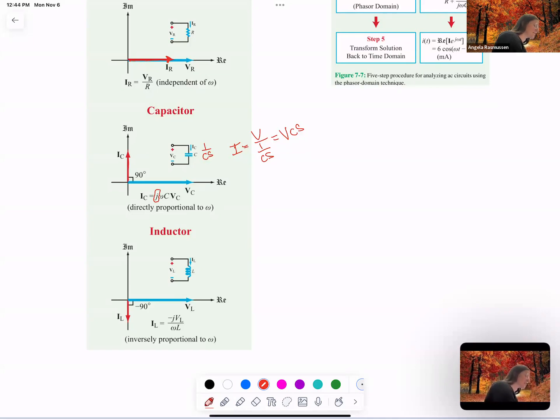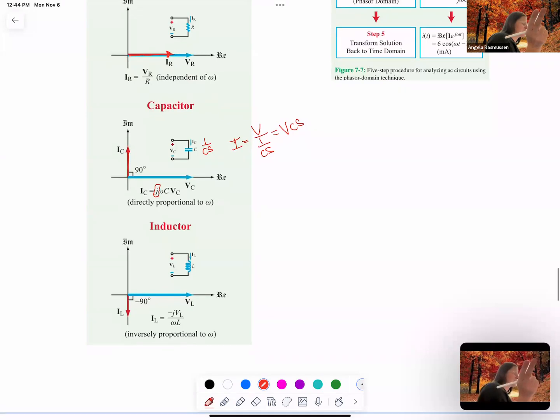So the current is equal to... the voltage is in the positive direction because it doesn't have any complex portion to it. It's just periodic. And now you have this J, so you get I going up by 90 degrees. Right? So J can be written as E to the J90. I will write that.